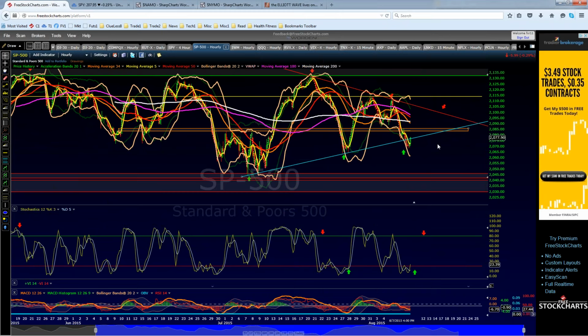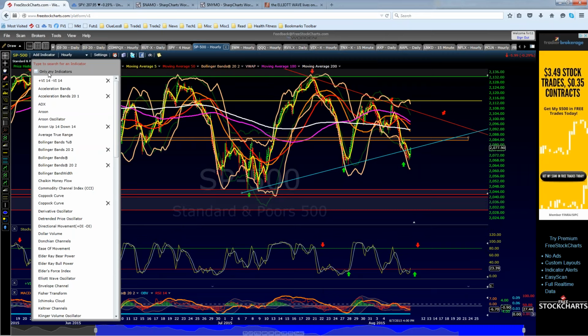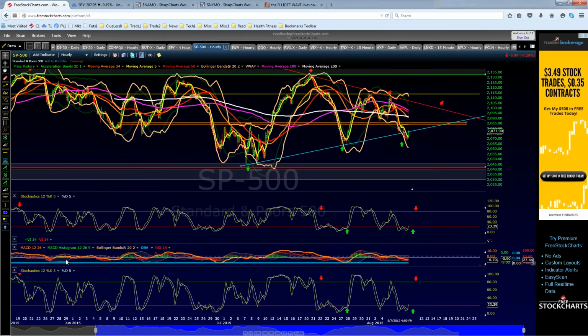How is that stochastic set up? Is that a fast or slow? What are the variables in there? I generally use the fast. What's the K period and the D period in that? The K period in this is the standard. I always use the standard stuff. I don't play around. The K is 3 and the D is 5 here.